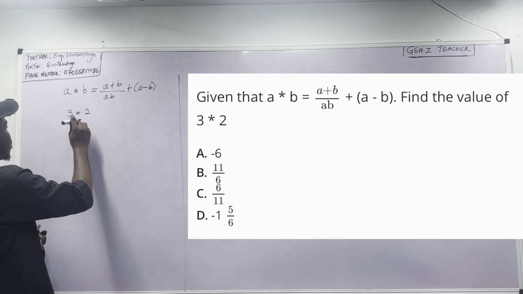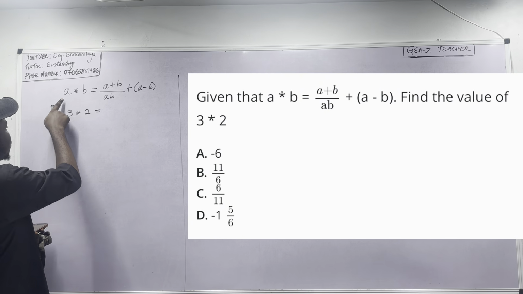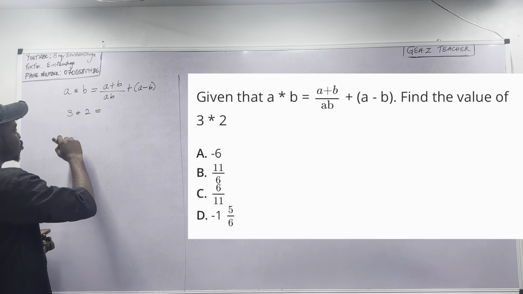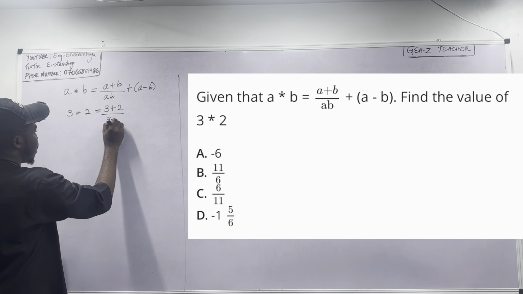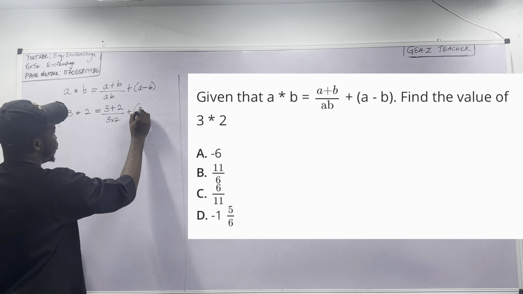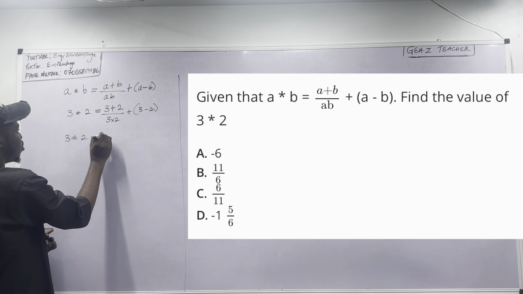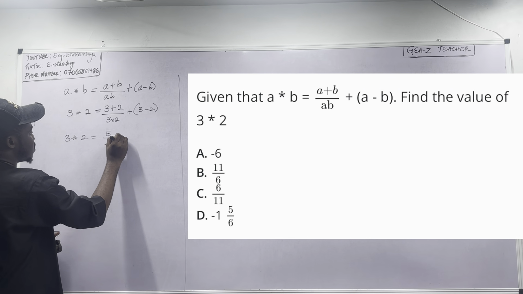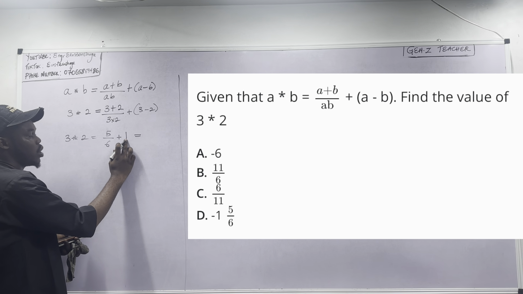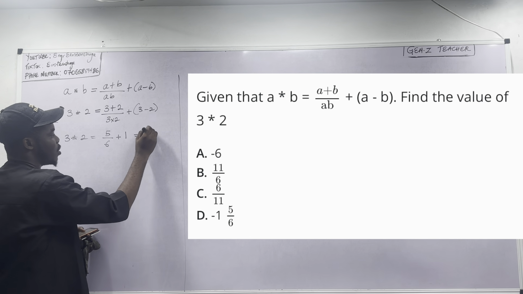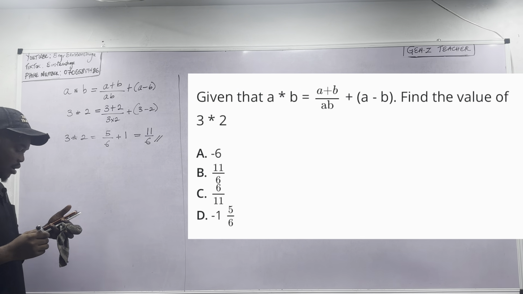Now we are finding 3 operation 2, but we're given a operation b, meaning a becomes 3 and b becomes 2. You're going to have 3 plus 2 over 3 times 2 plus 3 minus 2. So 3 operation 2 becomes 5 over 6 plus 1. Now this can be simplified. 6 times 1 equals 6, plus 5. You have 11 over 6 as your final answer.